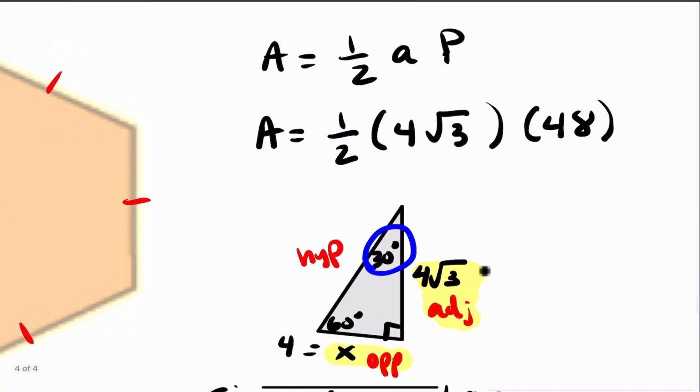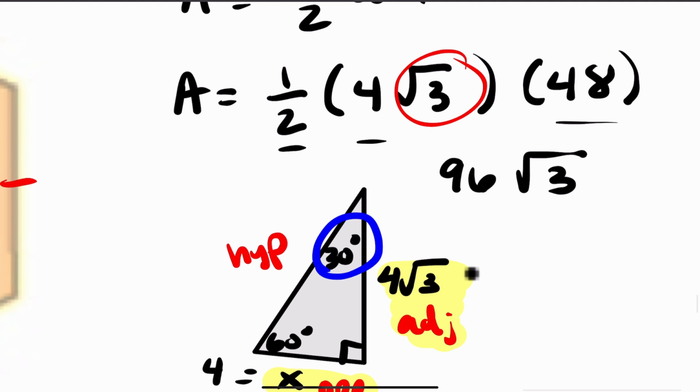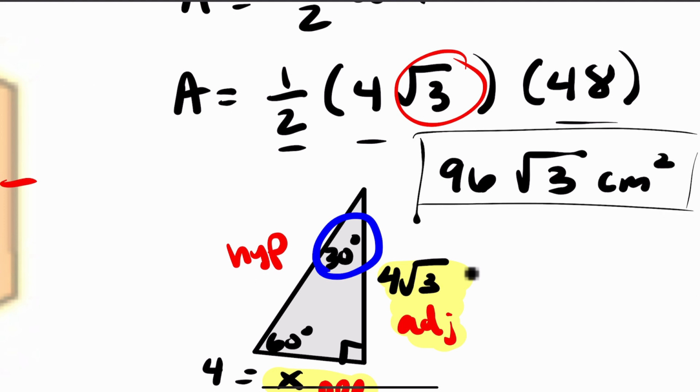And you should get, 1/2 of 4 is 2. So 2 times 48 is 96, right? So I did 1/2 of 4, which is 2. 2 times 48 is 96. And then we can't forget the root 3 there. So it's 96 root 3 centimeters squared. That's my area of this regular polygon.